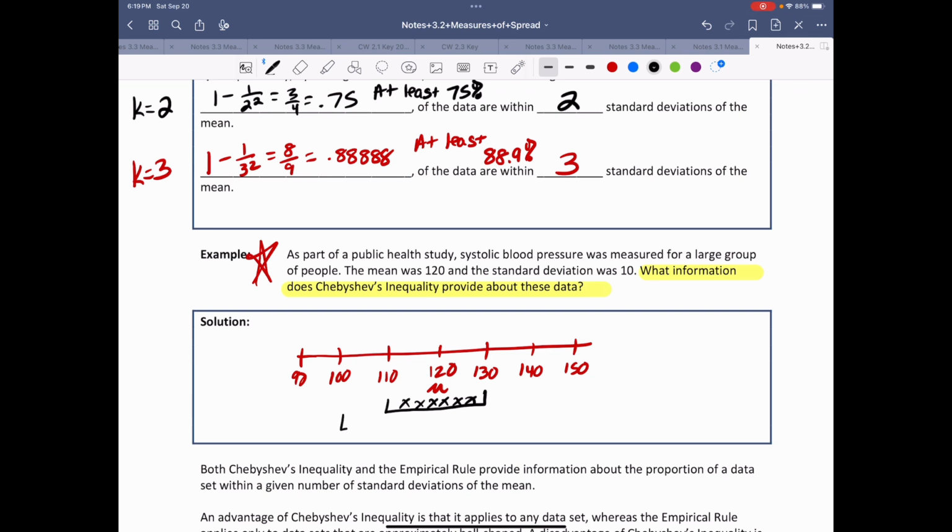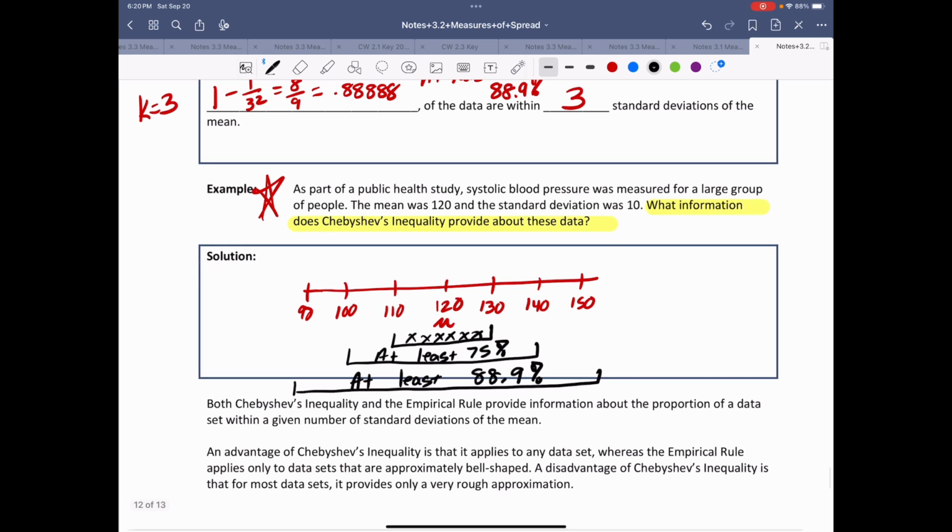If you go out 2, it tells you that you're picking up at least 75% of the data. And if you go out 3, you're picking up at least 88.9%. And that's what Chebby tells you. And then it would ask you questions like, Professor Short said that systolic blood pressures were between 100 and 140 for 50% of the population. Does this support that? No, because it says at least 75. All right, and things like that.